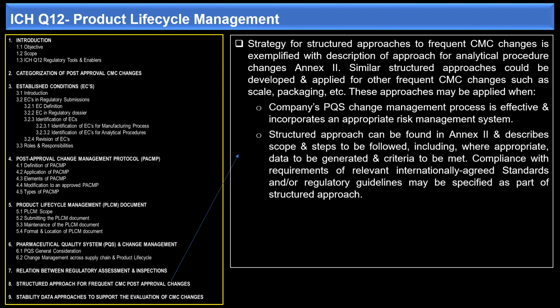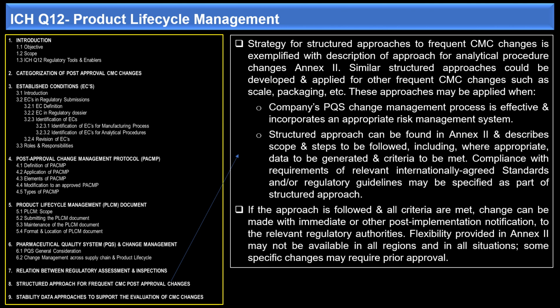Structured approach can be found in Annex 2, which we'll discuss, and describes scope and steps to be followed, including, where appropriate, data to be generated and criteria to be met, compliance with requirements and international standards. If the approach is followed and all criteria are met, changes can be made with immediate or most implementation notification to relevant regulatory authorities. Flexibility provided in Annex 2 may not be available in all regions and in all situations. Some specific changes may require prior approval as well.